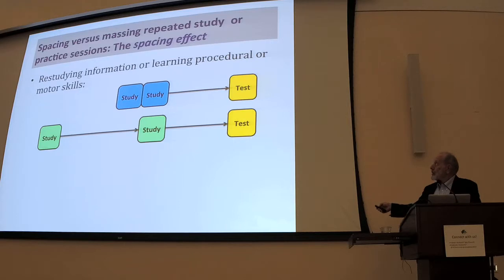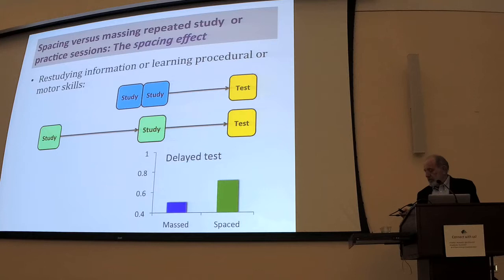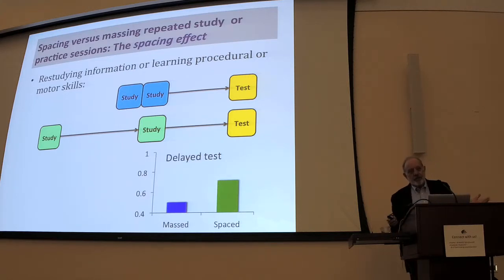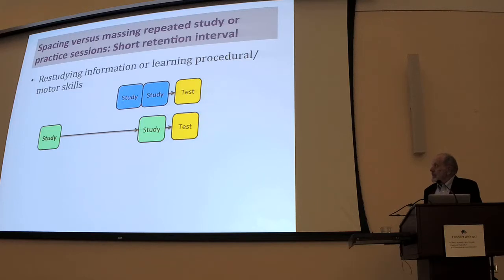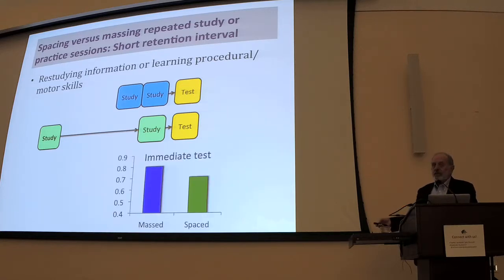Then, when there's a test at a delay, you see a benefit of this bottom case, and sometimes actually a very large benefit, and a very general benefit. It shows up in research with animals, with kids, with motor skills, with verbal learning, a very general effect. However, there's a kind of qualification. If instead of testing at some delay, you test essentially immediately, then there's often an advantage of the massing, a small advantage.